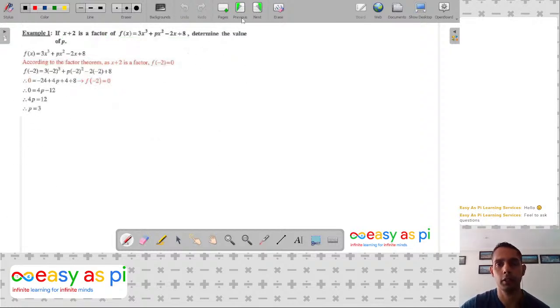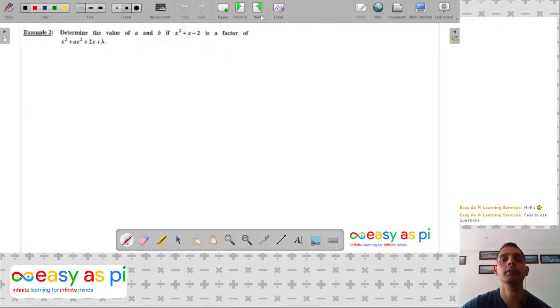That's a nice, easy one about a factor. So let's level up. Now, here's an interesting one. Determine the values of a and b, if x squared plus x minus 2 is a factor of x cubed plus ax squared plus 2x plus b.